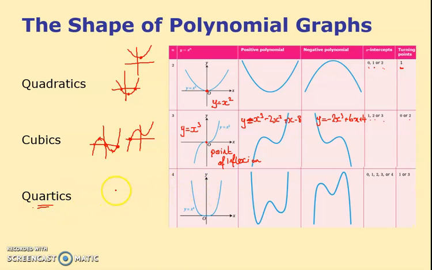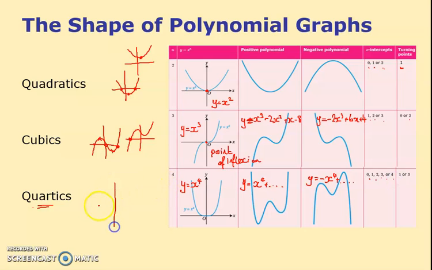Quartics are x to the 4. So this is y equals x to the 4. This is the standard graph. But notice they can go down, up, or it can be an upside down version of that. And of course this is graphs which start with positive x to the 4, plus something else. And this one would be y equals a negative x to the 4, plus something else. So they can cross now in 0, 1, 2, 3, or 4 places.